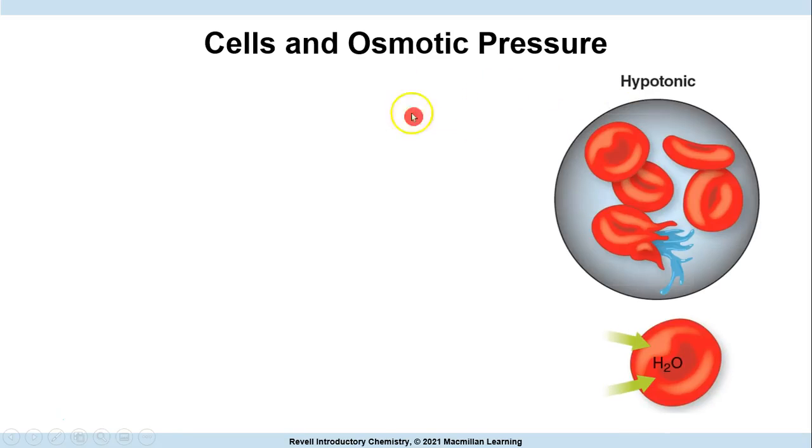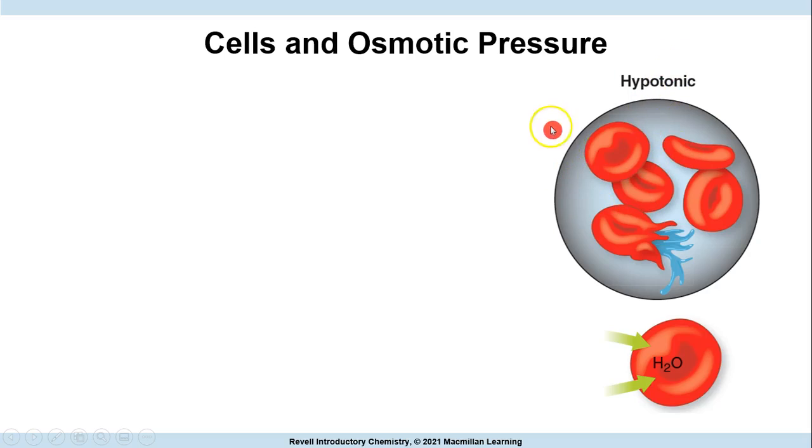Now, let's look at the cells and osmotic pressure. So, like I said, osmotic pressure is very important in biological cells, where we are going to see a hypotonic solution, a hypertonic solution and an isotonic solution. So a hypotonic solution actually contains more of the solvent, so more of water.